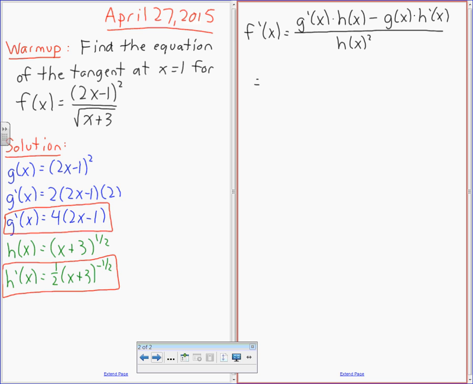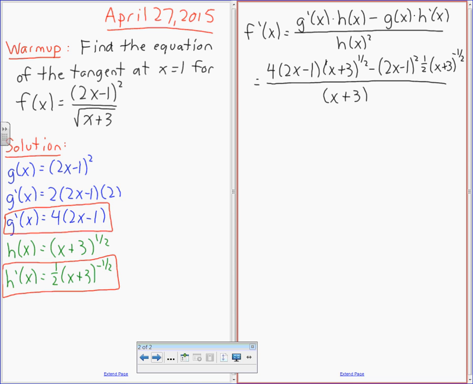So here we go. G prime of x is going to be 4 bracket 2x minus 1. H of x is going to be 1 half times x plus 3 to the negative 1 half. G of x is going to be 2x minus 1 squared. Oh, sugar, I made a mistake there. Michael, ready to catch that? I'm just kidding. So this is going to be x plus 3. Sorry about that. H of x is x plus 3 to the 1 half. That almost got really messy. Minus 2x minus 1 squared times 1 half x plus 3 to the negative 1 half, all over x plus 3.